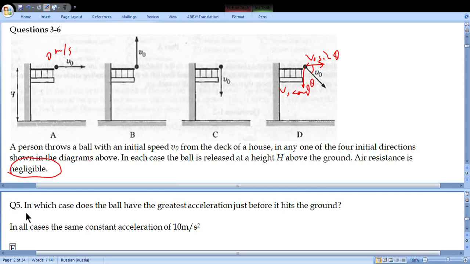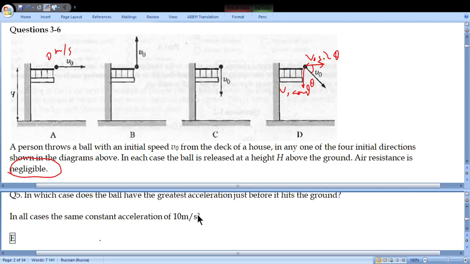Question 5: in which case does the ball have the greatest acceleration just before it hits the ground? In all cases, the same constant acceleration of 10 meters per second squared. So this is choice E.